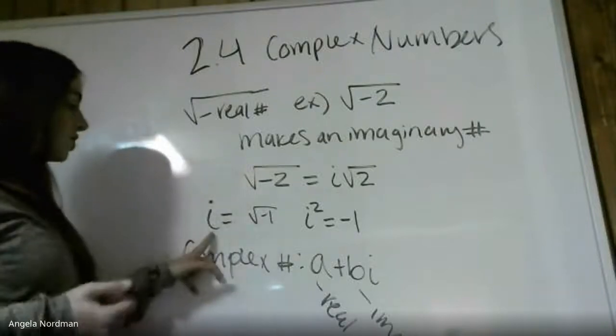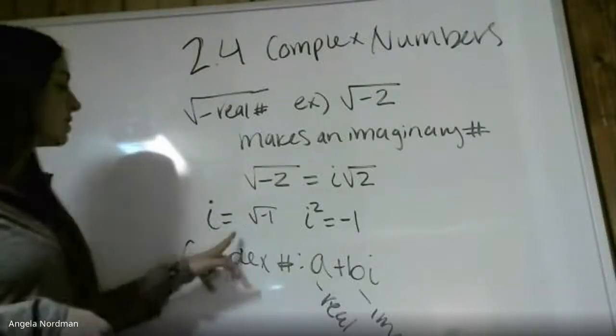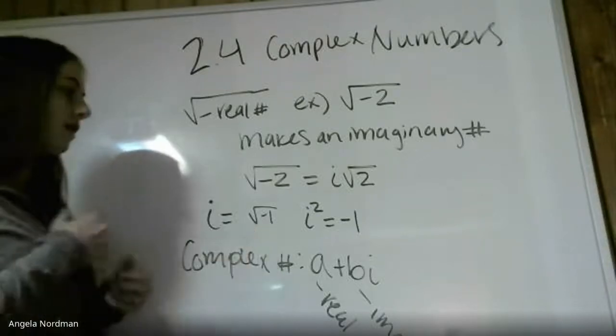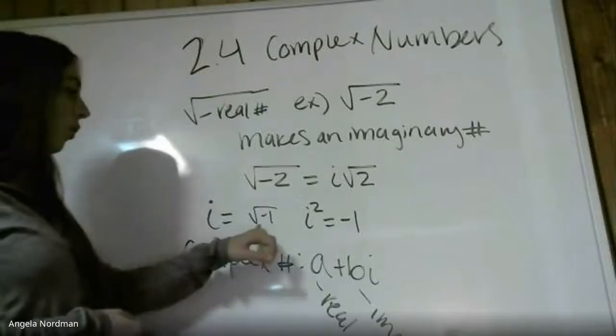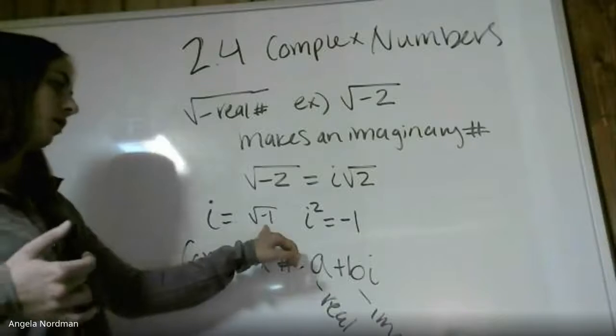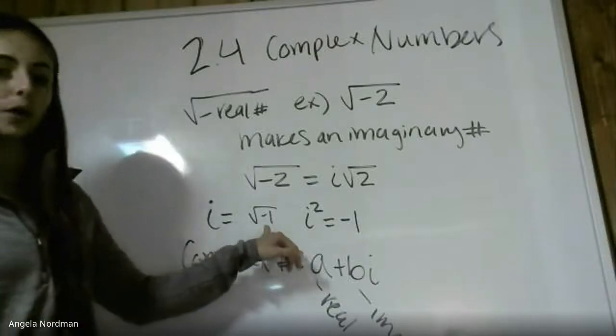One important thing to note is that i itself equals the square root of -1. So it's kind of that placeholder for the square root of -1, but we always call it an i because this is not a proper number.